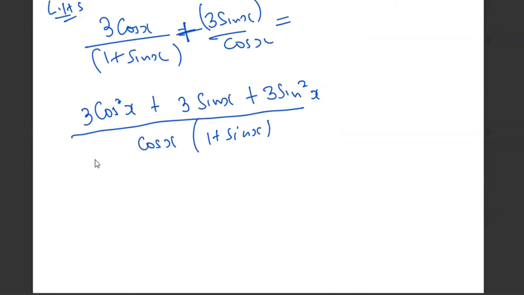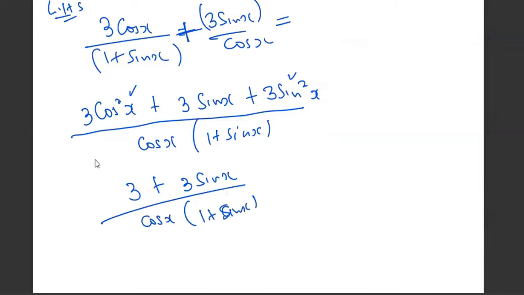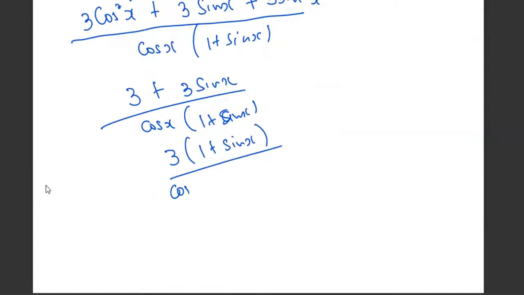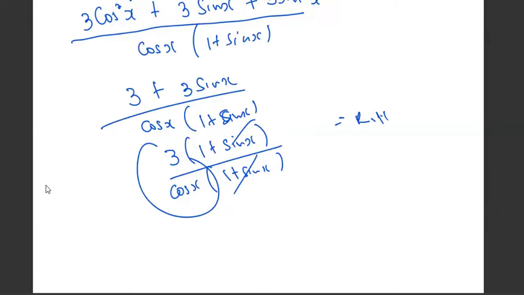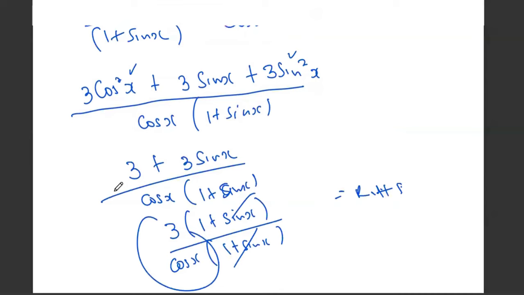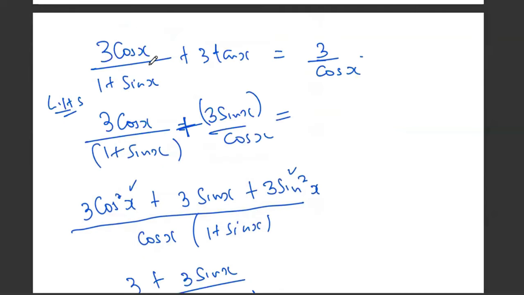Okay, so 3 cos squared x plus 3 sine squared x, I'll get a 1. But since there's a 3, I'll have just a 3 plus 3 sine x over cos x into 1 plus sine x. Take out what is common, which is the 3. That is 1 plus sine x over cos x into 1 plus sine x. So this cancels that, and then we have that left, which is equated to the right-hand side. Okay, so that is how we would have proved that.